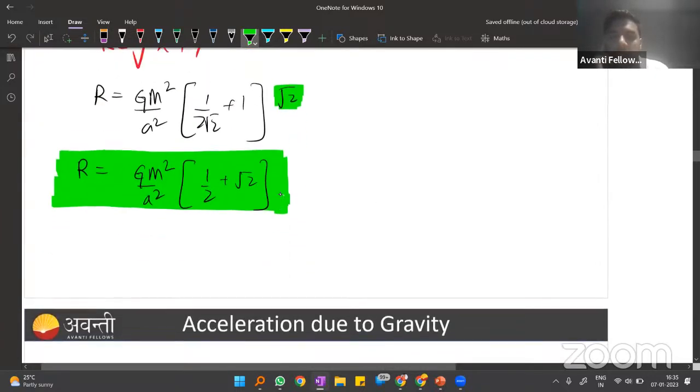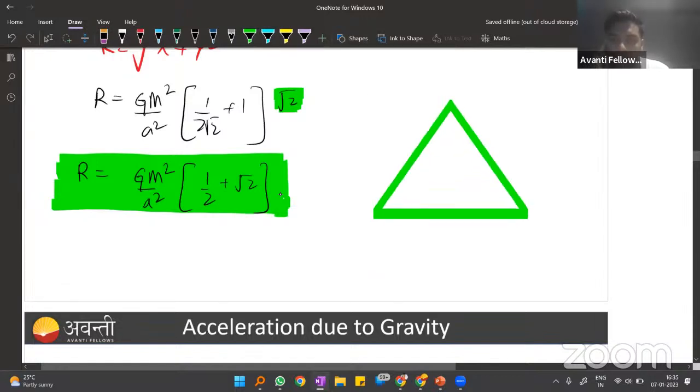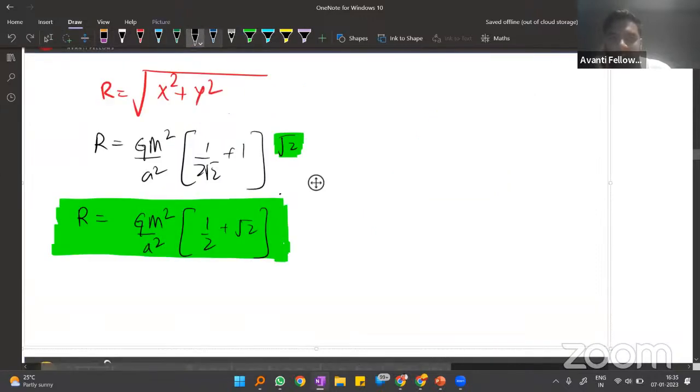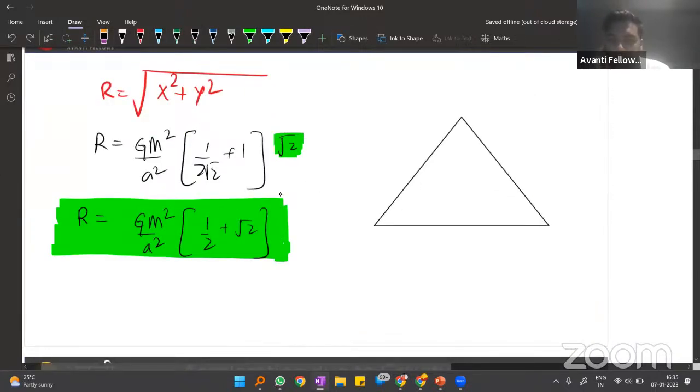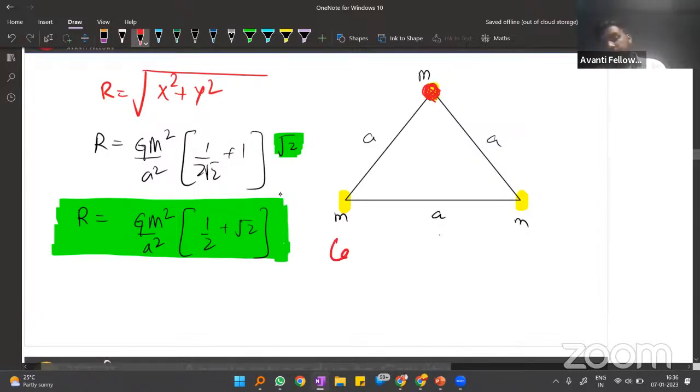Okay, so let me give you a homework question. Oh, wrong color. Okay. So the homework question is: this is an equilateral triangle. It doesn't seem so, but believe me, this is an equilateral triangle. Now I'm keeping three masses on the corners. All three masses have the same value m, and the side is a. You have to calculate the total force on this top mass. Write down this question.